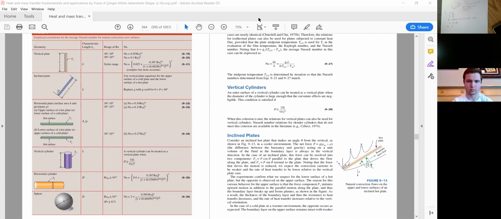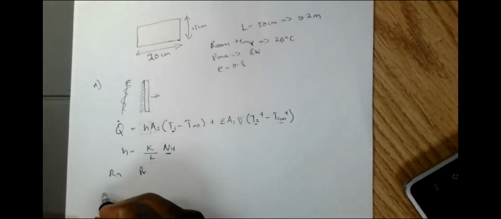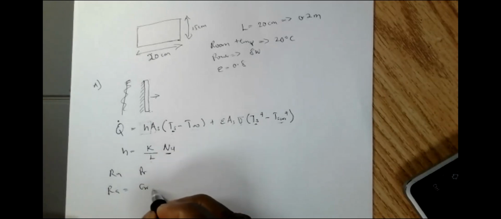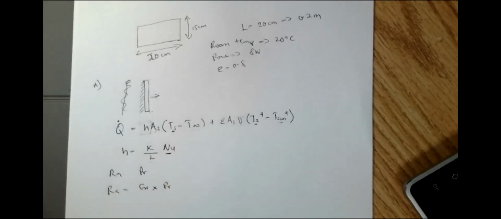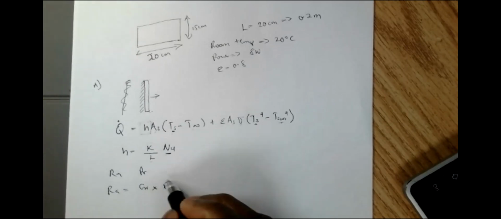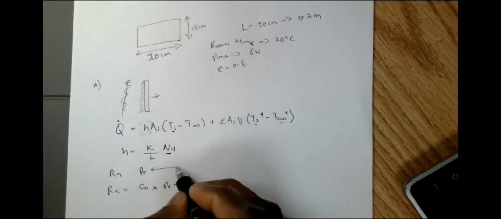Then, the Rayleigh number is just equal to the Grashof number multiplied by the Prandtl number, right? The Prandtl number is another constant property that we can find from tables. So to find this, we have to find the Grashof number. And this is also a formula that you can find from your textbook, and it is equal to this expression right here.